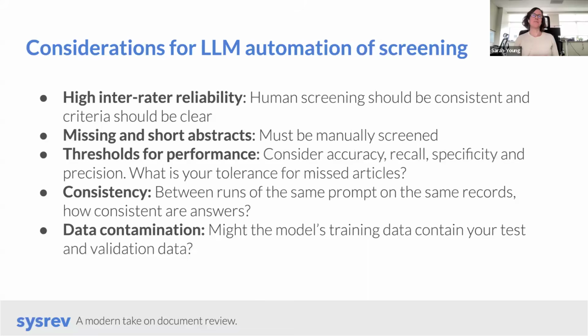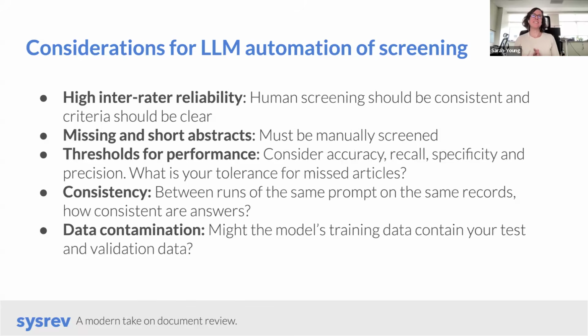Another interesting metric that we don't think about with other types of technologies is consistency. These models are probabilistic, not deterministic. In other words, if you run the same prompt on the same records multiple times, you might get different answers. So understanding how consistent the prompt is across multiple runs on the same records is a useful metric to understand and measure before moving forward with that prompt.